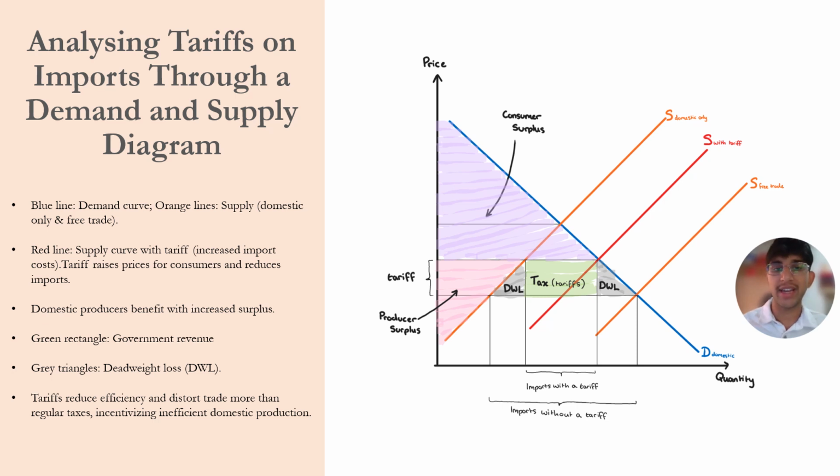The green rectangle shows the government revenue generated by the tariff, while the gray triangles represent the deadweight losses. The deadweight loss is the areas where economic efficiency is lost due to reduced trade. Even though tariffs are similar to the government taxes from the previous question, there is a difference in the deadweight loss that both cause. While both the deadweight losses reduce market efficiency, tariffs distort international trade and incentivize inefficient domestic production, creating additional deadweight loss compared to regular tax.